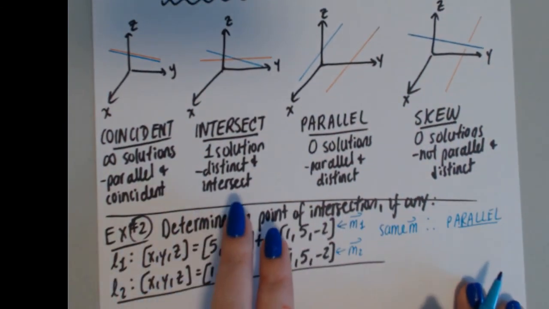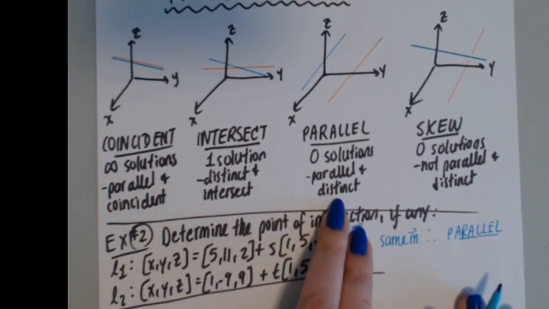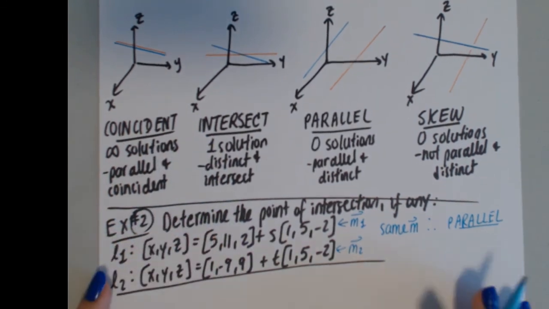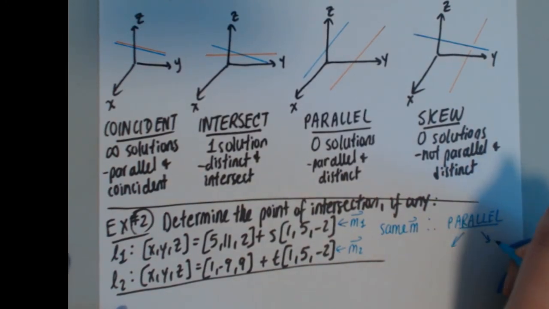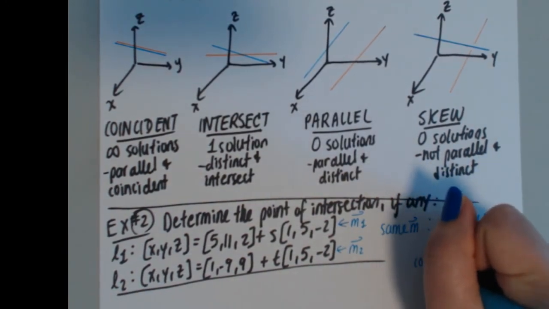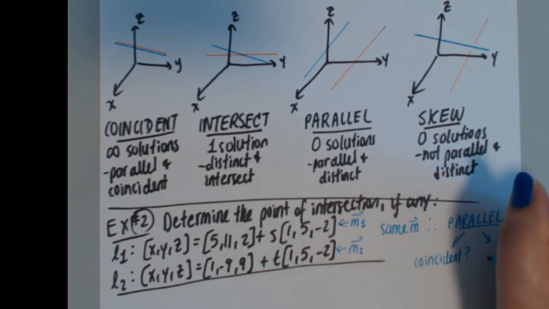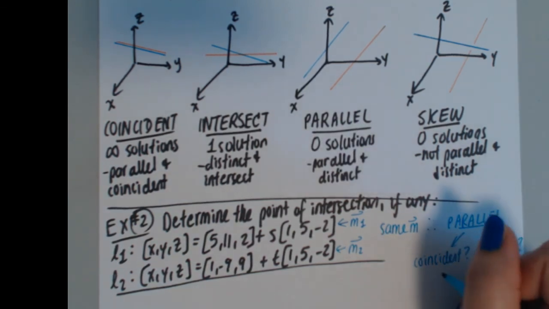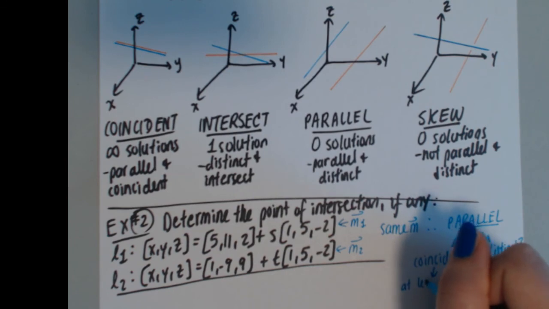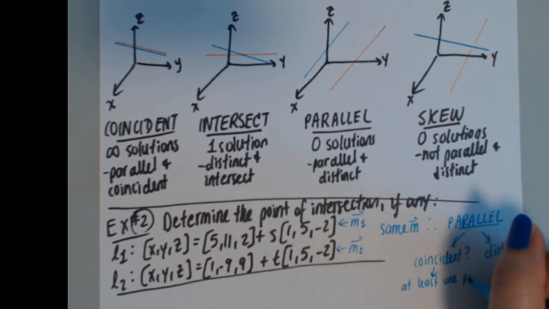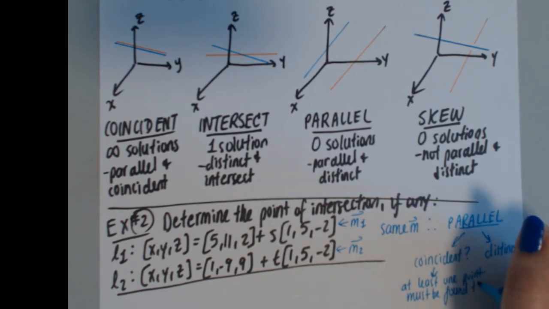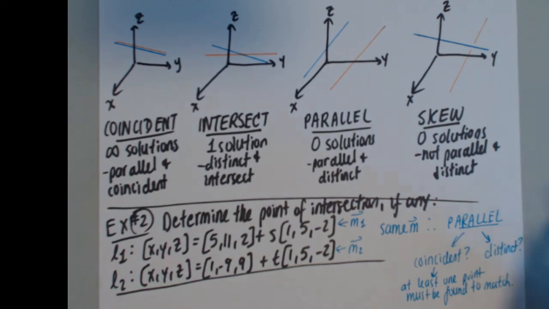Now, if you're parallel, you're distinct. And if you're coincident, as it is described, it's coincident. That means you have points that exist on both lines. So now we have to ask ourselves, are these lines coincident or are they distinct? If coincident, at least one point must be found to match. Now, how do we do that? Well, we just did that in the previous example.